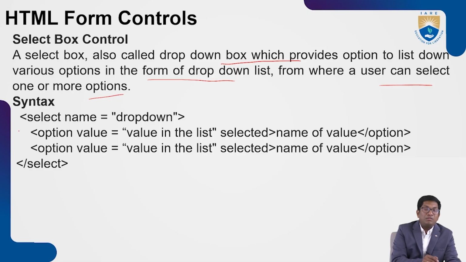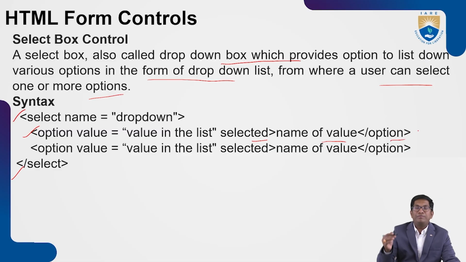So what is the syntax for the select box? The root element is the select element, name is equal to dropdown, and close the select box. In between you have to pass the options, whatever list we have. For every item in the list, we specify a value in the option: option value is equal to the value in the list. By default we can select a value, the name of the value in the option, so by default it will be selected.